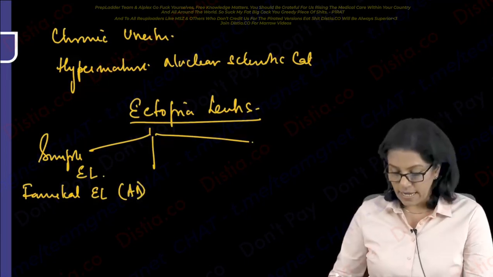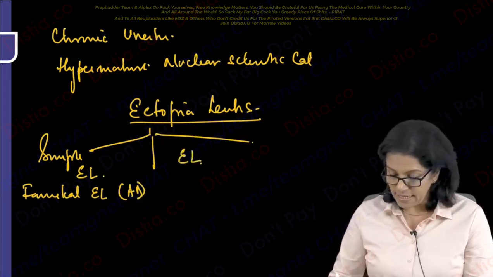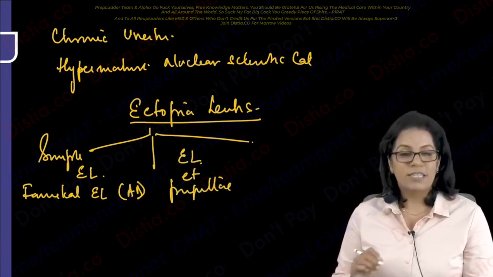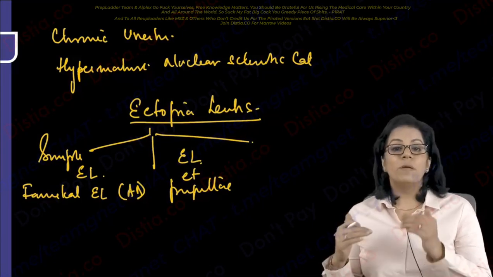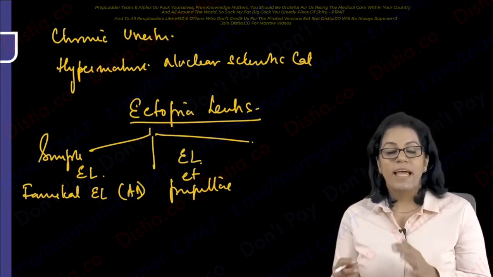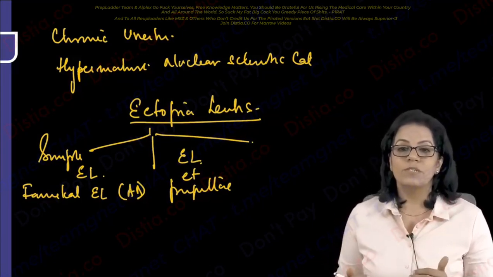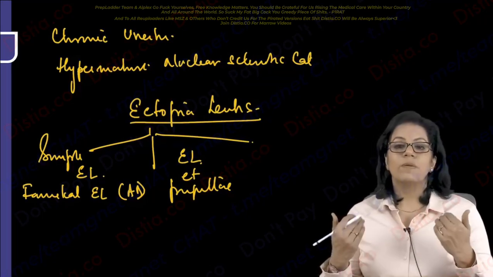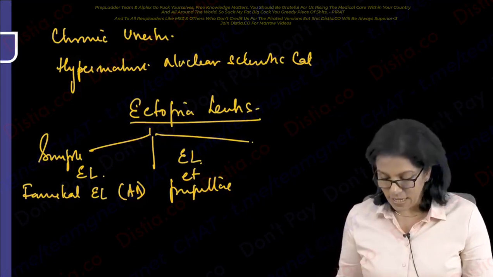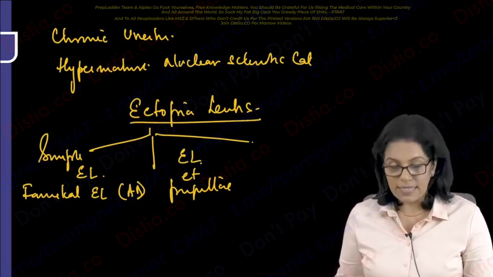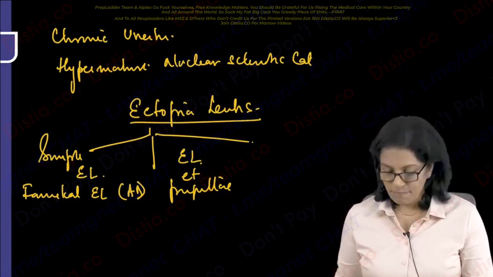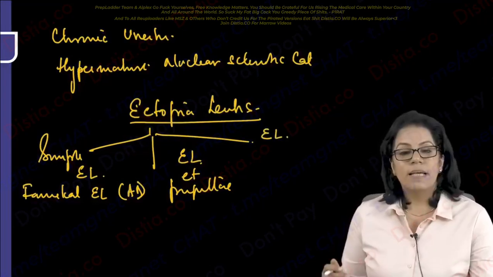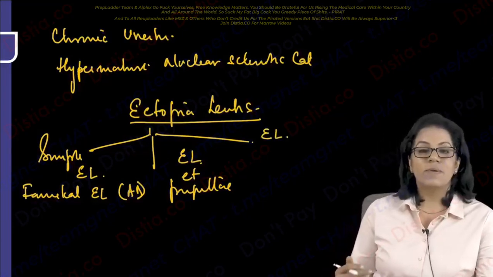Now second is ectopia lentis et pupillae. Et pupillae means the pupil is also displaced this time, and as a rule it is always opposite to the direction of lens displacement. If the lens is displaced downward, the pupil is displaced upwards. Okay, so this is ectopia lentis et pupillae. And third is ectopia lentis, which can be associated with systemic diseases.